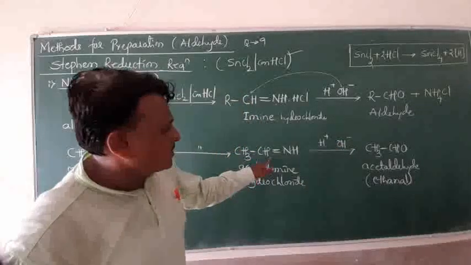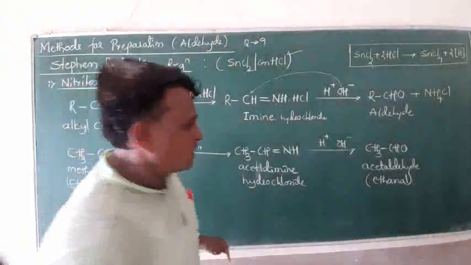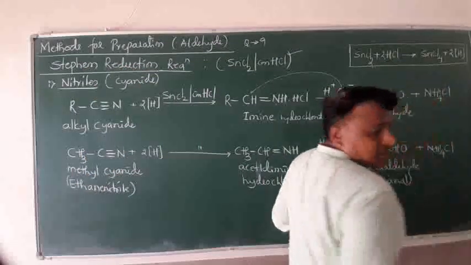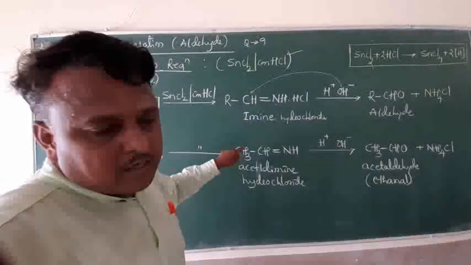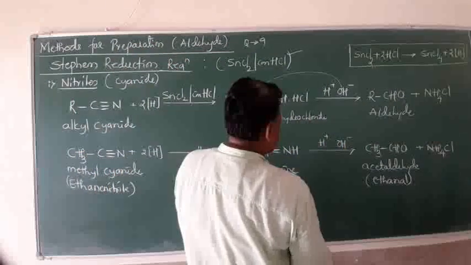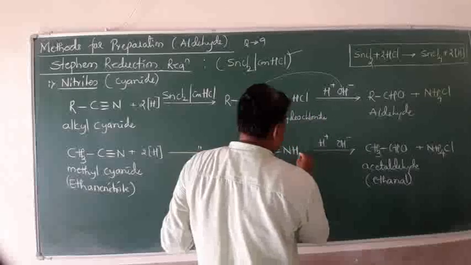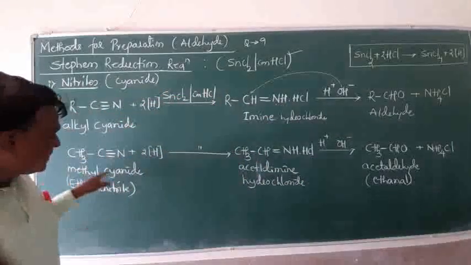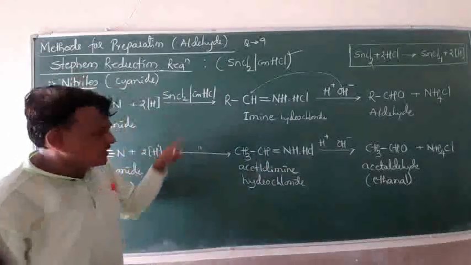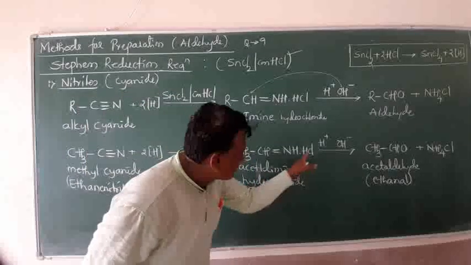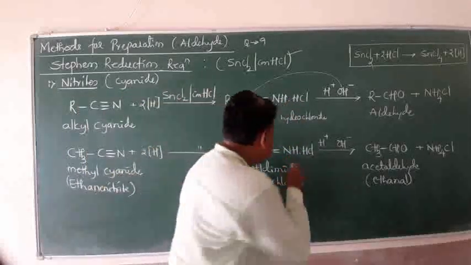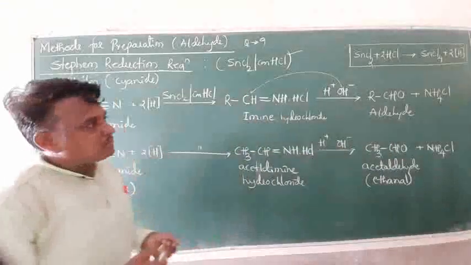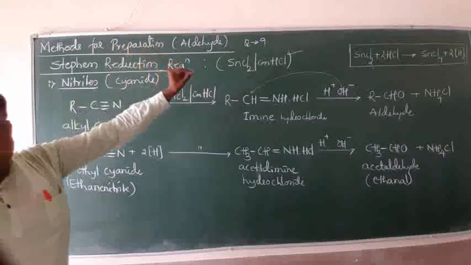And your component which is available in the syllabus, NH4Cl, will be formed, in your imine character. You can use this acid chloride also to mention the salt here. This methyl cyanide undergoes reduction reaction to form acetaldimine hydrochloride, and then one nitrogen, four hydrogen with Cl. This is ammonium chloride. This is the first reduction reaction of our syllabus.